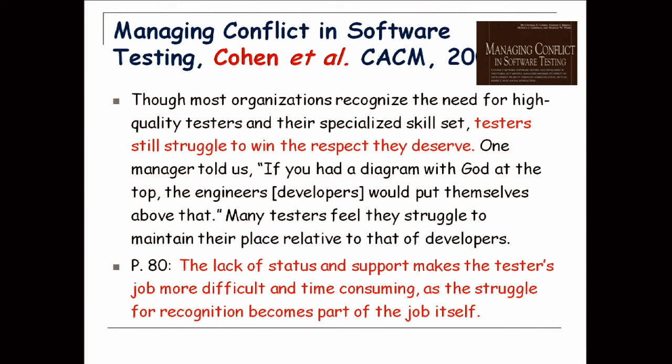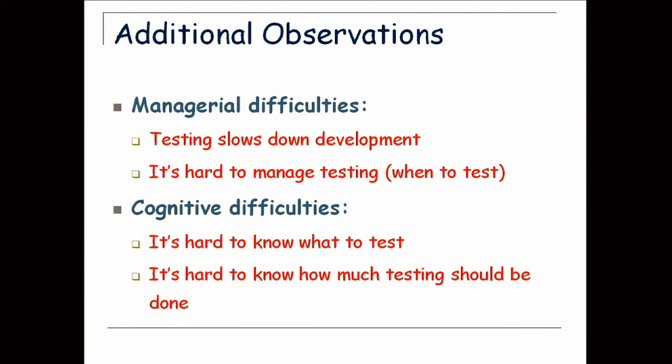So if this is the status that testers get, no one would want to do testing. And there are other problems with testing. From the managerial perspective, sometimes it is argued that testing slows down the development. Sometimes it is claimed that it's hard to manage testing. Cognitive difficulties, remember we talked about it before. It's hard to know what to test, how many to test, et cetera.